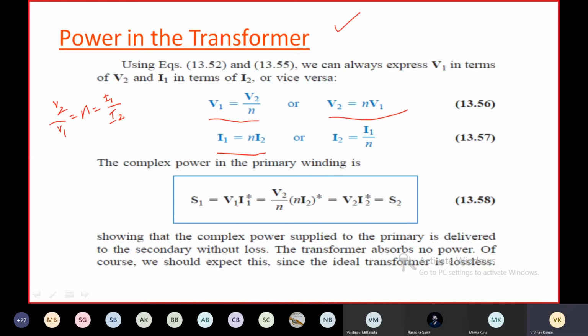The complex power in the primary winding is V1 I1 conjugate, which is equal to, V1 can be written as V2 by n, into I1 conjugate can be written as n I2 conjugate, which is equal to V2 only, n I2 by n. You are going to get I2 conjugate. So you are going to get S2. So S1 is equal to S2. Complex power in the primary winding is equal to complex power in the secondary winding. The transformer absorbs no power.